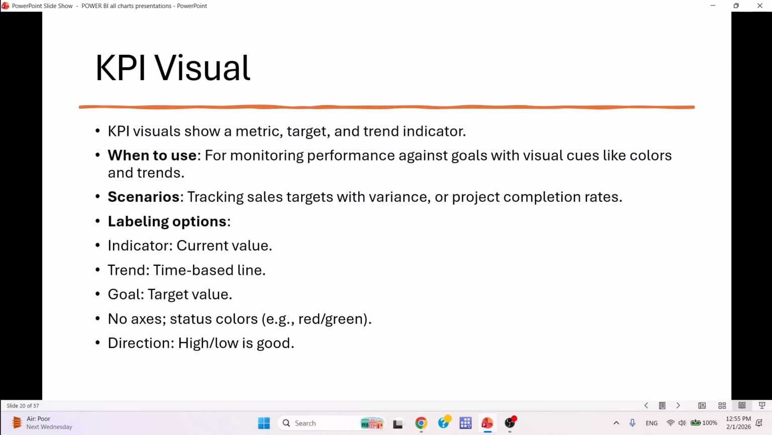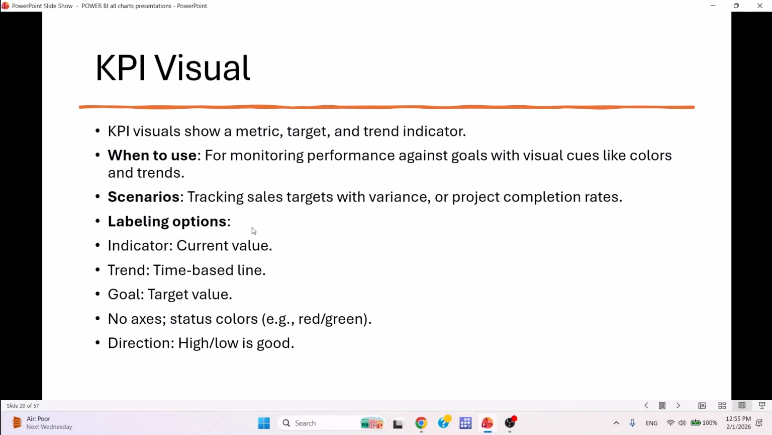KPI visuals. KPI means key performance indicator visuals, which show a metric, target, and trend indicator. So the next thing is when to use it: for monitoring performance against a goal with visuals like colors and trends. And under what scenarios? Tracking sales targets with variance or project completion rates.